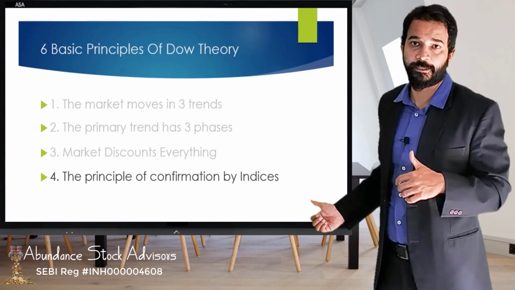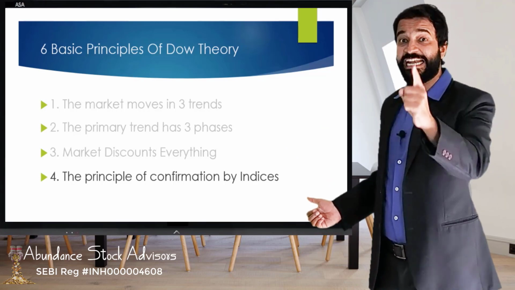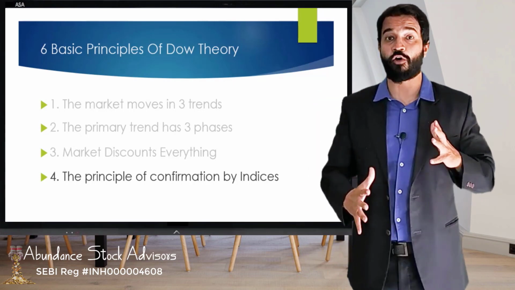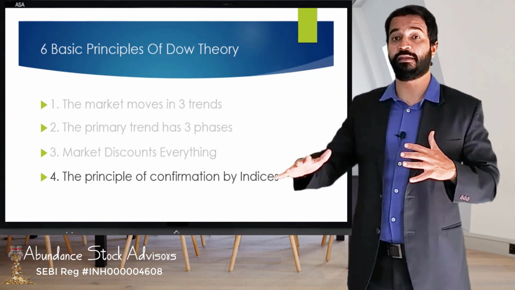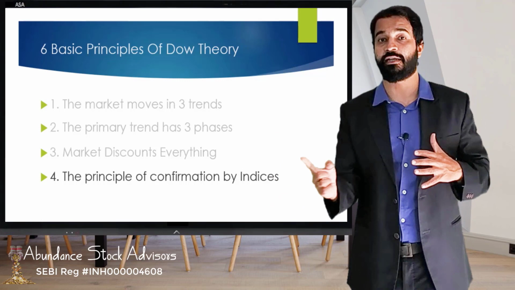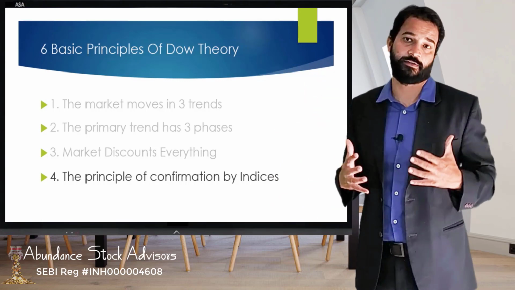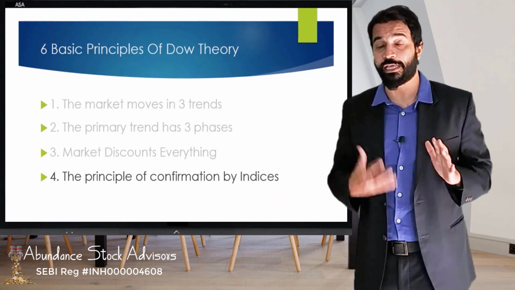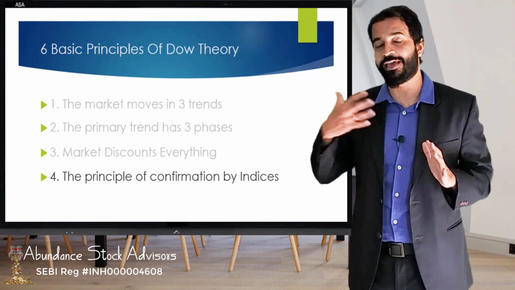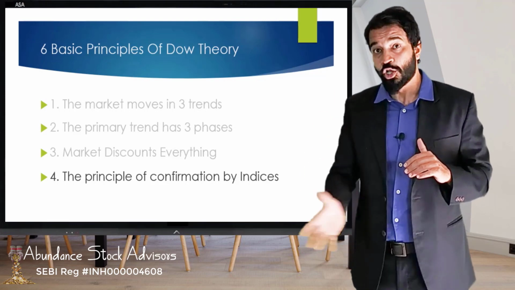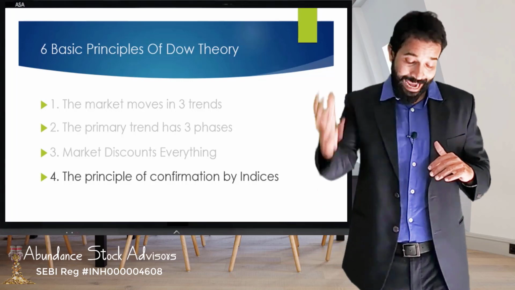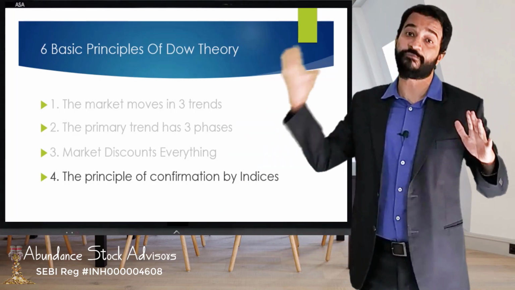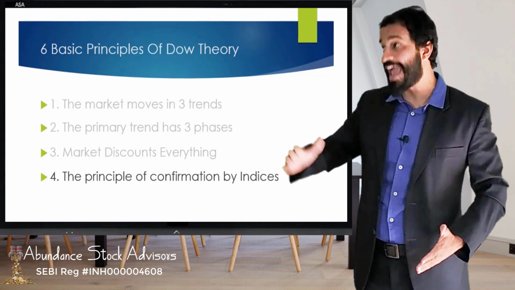Now the fourth principle, the principle of confirmation by indices. This principle states that a major reversal of the primary trend cannot happen unless all the major indices of the market show a similar reversal of trend. For example, the banking sector plays a major role in the Indian markets. The banking sector also has a very high weightage in the construction of the Nifty index. So according to the principle of Dow theory, any major reversal of the primary trend in the Nifty index should be confirmed by a similar movement in the Bank Nifty index.